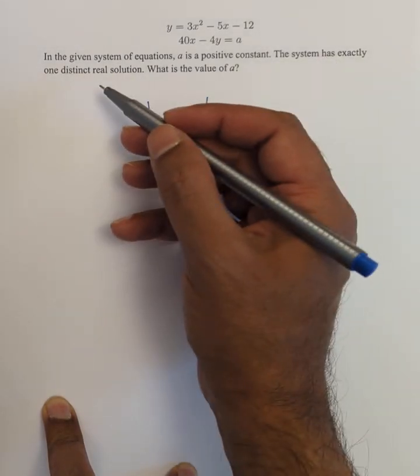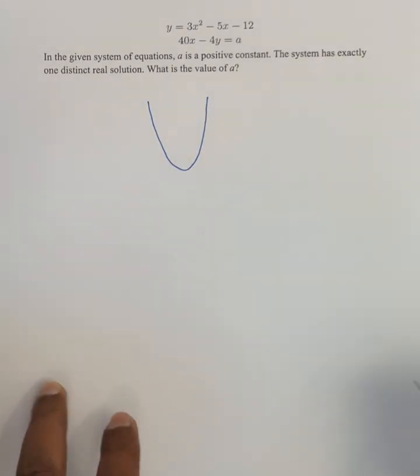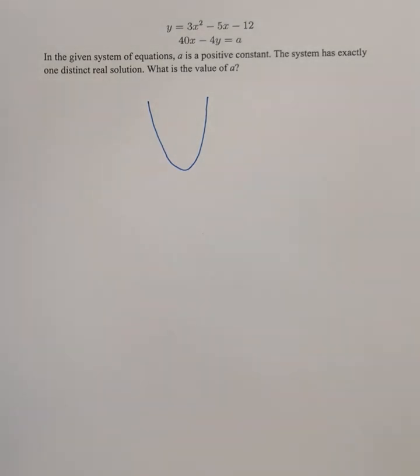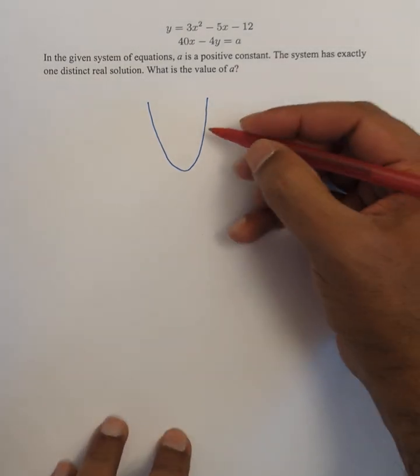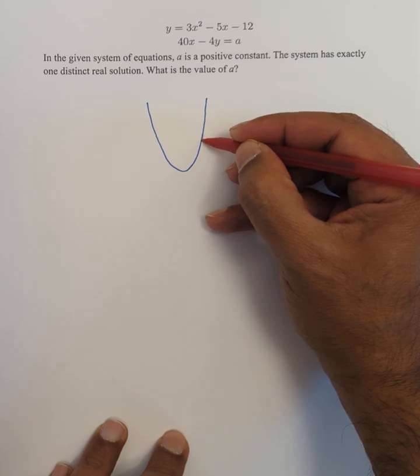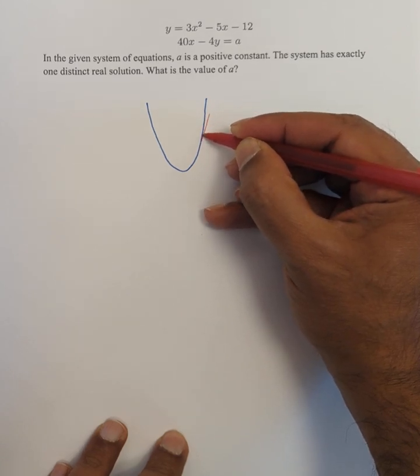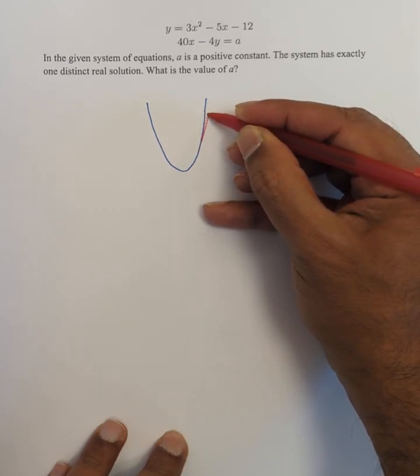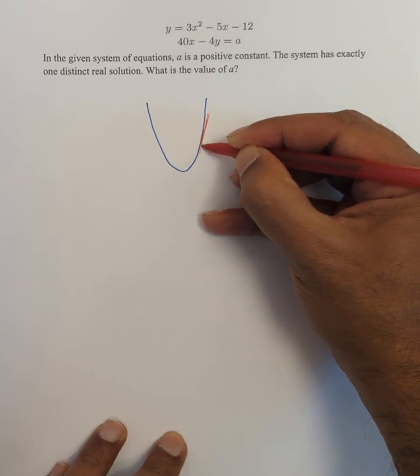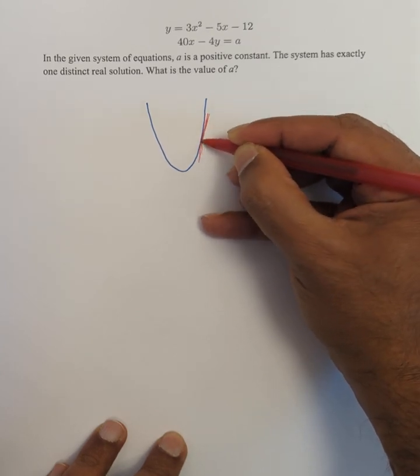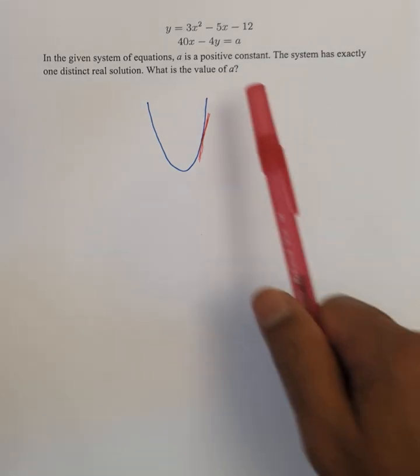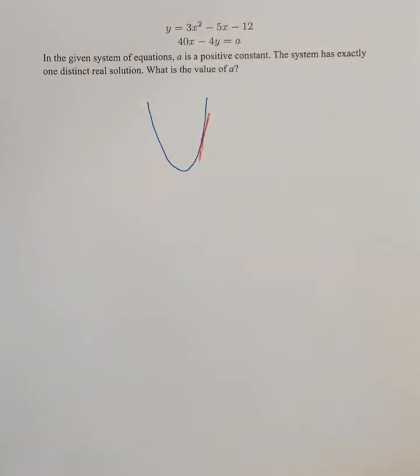and also it has exactly one distinct solution. So the straight line intersects the graph in exactly one point. So this is going to be a tangent to the parabola. Now, with algebra, this is going to be an extremely lengthy problem.